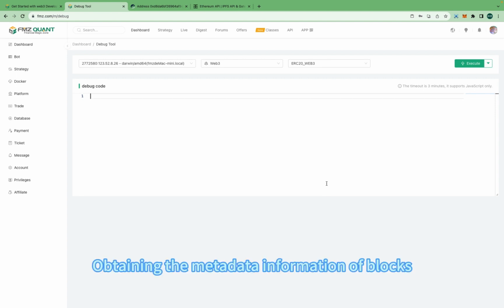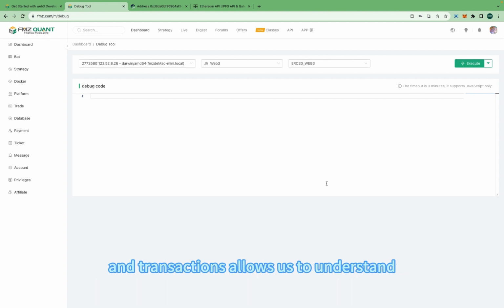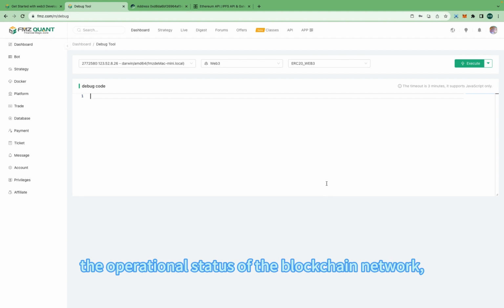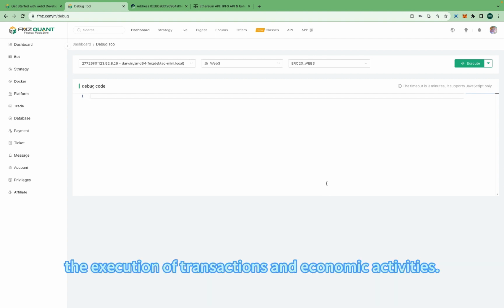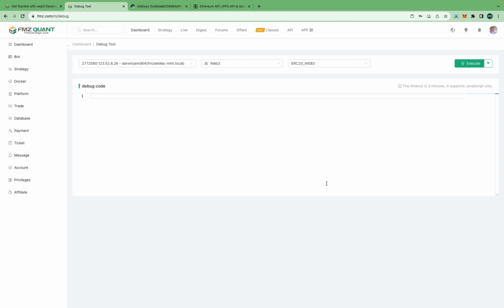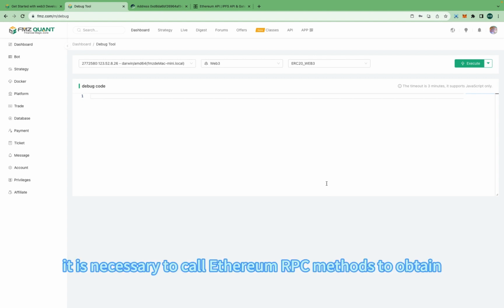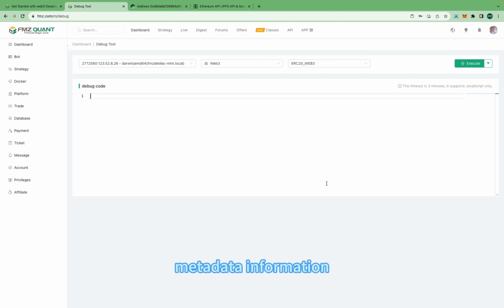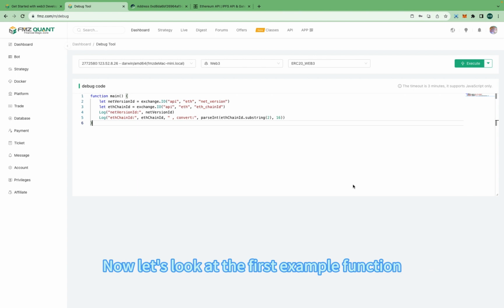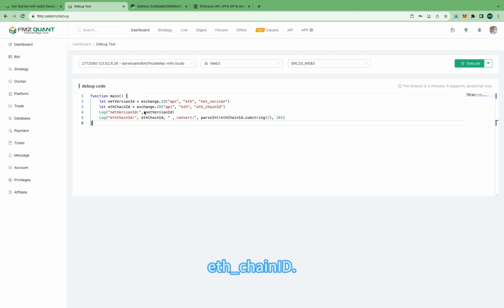Obtaining the metadata information of blocks and transactions allows us to understand the operational status of the blockchain network, the execution of transactions, and economic activities. This is important for Ethereum development, operation, and regulation. Therefore, it is necessary to call Ethereum RPC methods to obtain metadata information. Now let's look at the first example, function ethchainid.